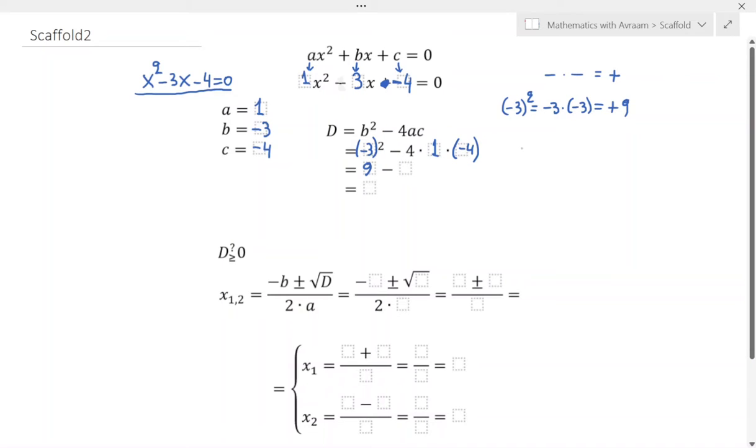And then we have to do all these calculations. So minus 4 times 1 times minus 4. This part gives minus 4 times minus 4. That's a plus. 4 times 4, that's 16. So here you get a plus 16. And now 9 plus 16, that's 25.